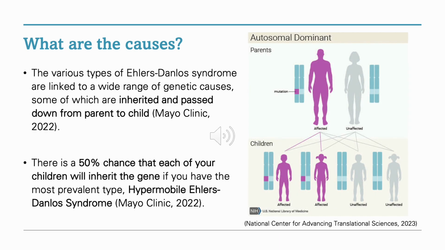The many types of Ehlers-Danlos syndrome are associated with various genetic causes, some of which are inherited and passed down from parent to child. If someone has the most prevalent type, hypermobile EDS, there is a 50% chance that they will pass on the gene to each of their children.